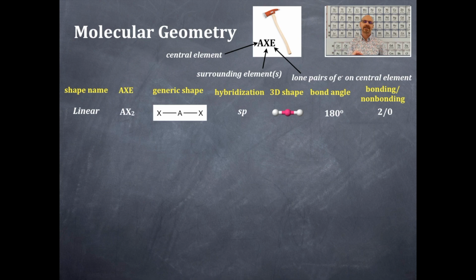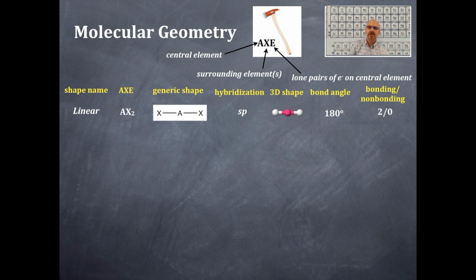The first one is a linear shape. It's AX2. You should see the generic Lewis dot structure with the A, the central element, in the middle and the two X's on the outside. The hybridization is sp. The 3D ball and stick model is linear in shape. Its bond angle is 180 degrees, and you have 2 bonding and 0 non-bonding.